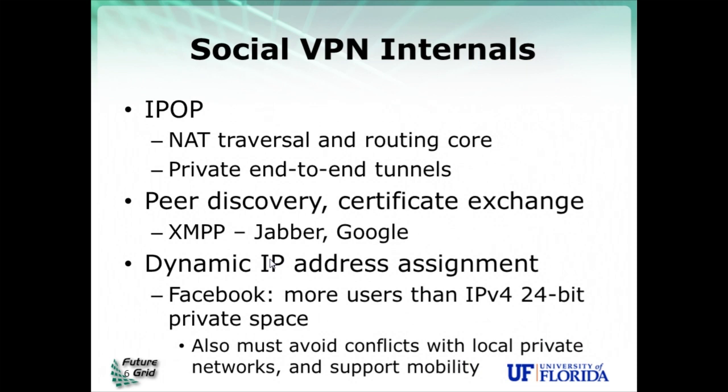Internally, the SocialVPN uses IPOP as the routing core and for NAT traversal and to establish your private end-to-end tunnels, as we've seen. For peer discovery and certificate exchange, we use the XMPP protocol, which connects to several infrastructures that can be used as an online social network provider, including Jabber, private Jabber servers, or Google.